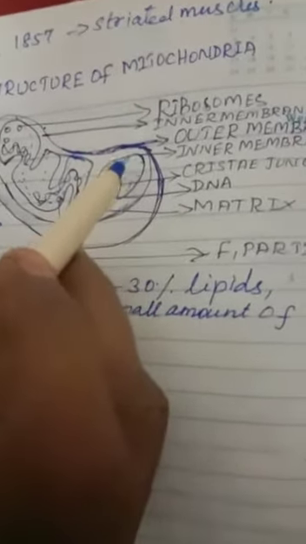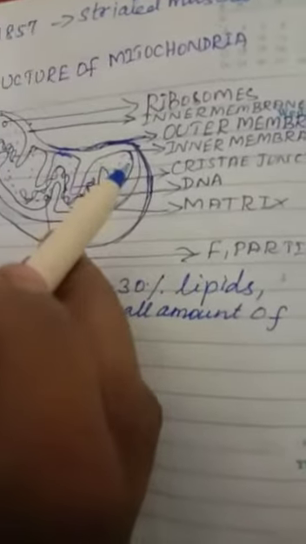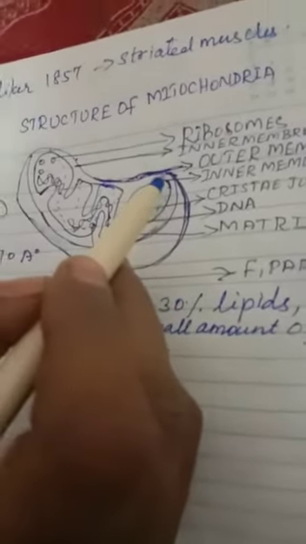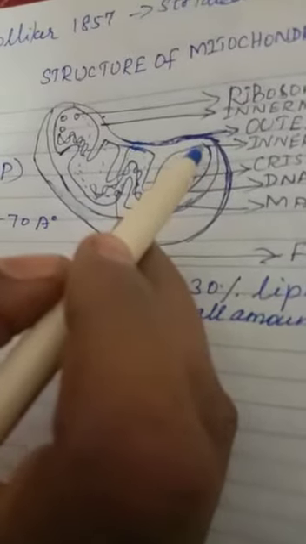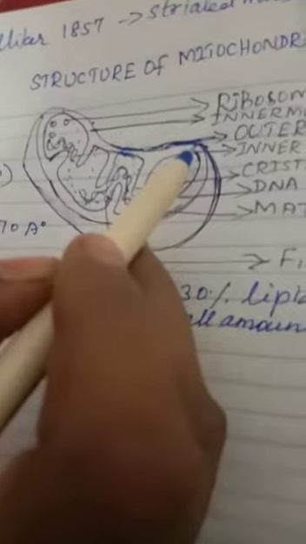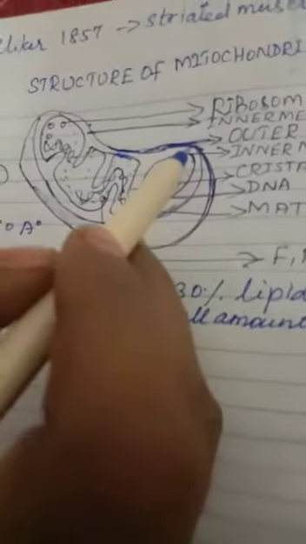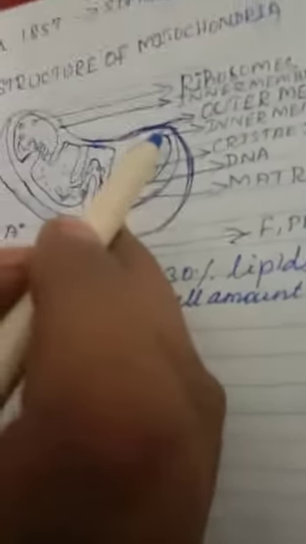It contains enzymes, proteins and lipids. It has porin molecules. Porin molecules means proteins. So they form the canals for the passage of molecules through it.